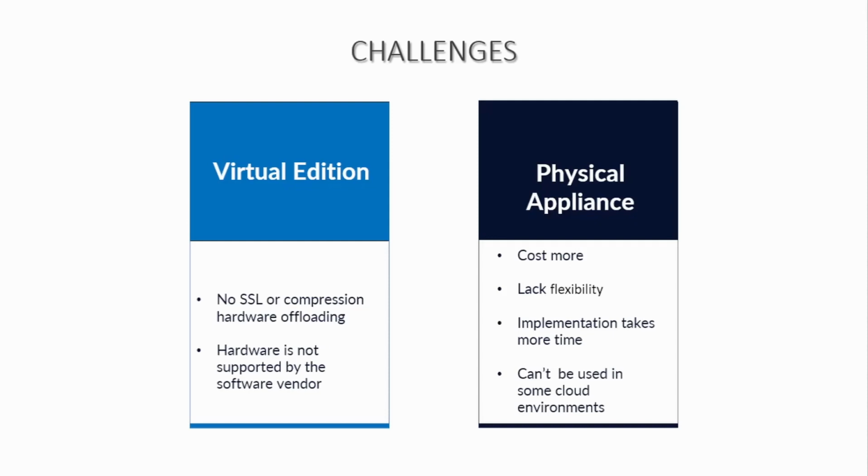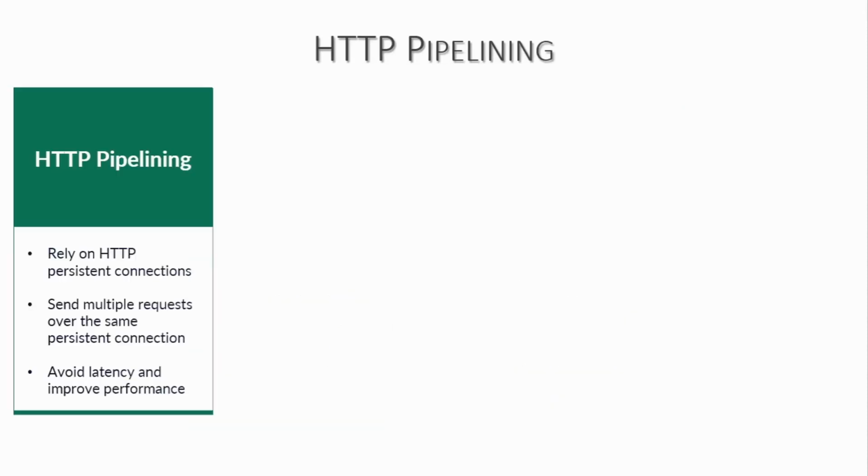And lastly, some public cloud environments do not let you run your own hardware since it is a strictly virtualized environment, so in that case you have to use a virtual image. Even on private cloud deployments, the virtual edition is recommended because of its flexibility.